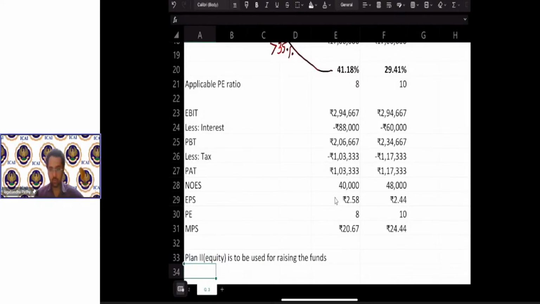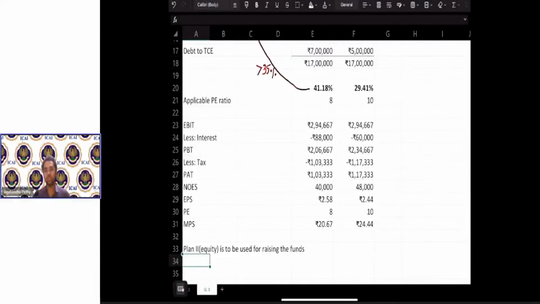Okay, so we have got these two questions done right now. This is about deciding which plan is to be chosen. And for that, how do we go about preparing an income statement, based on which you look at the plan which is having the highest market price per share. EPS is a criterion if the P/E ratio is not given, whereas if the P/E ratio is given, then we need to look at the market price per share.